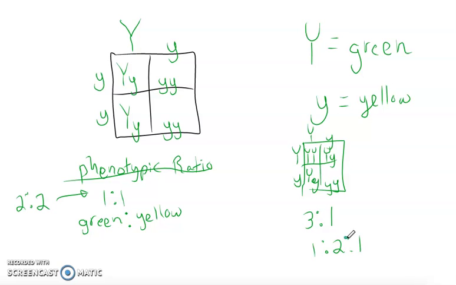And in fact, maybe you noticed from our previous example with lactose intolerance that I gave you, when you have two heterozygous parents, you always end up with a 1-to-2-to-1 ratio for the genotype. And for the phenotype, you will always end up with a 3-to-1 phenotypic ratio.